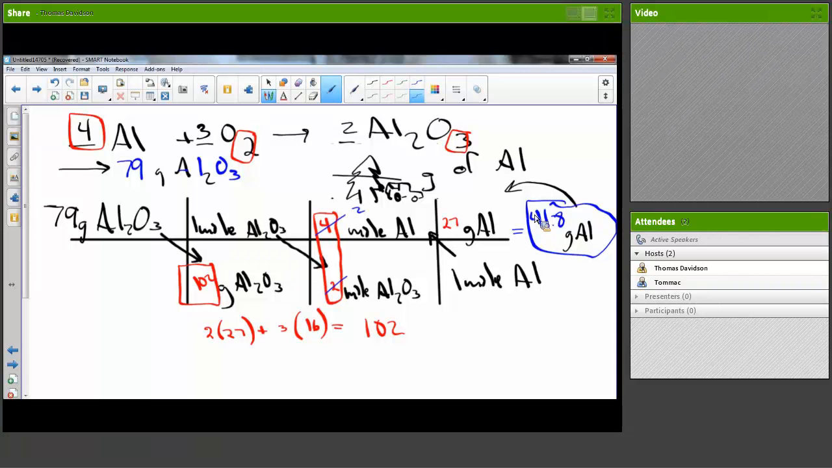All right. Let's try another one. But let's do it in your homework. So this would be page, what are you on now? Page 14. No, page 15 now. Look at number 43 on page 15.